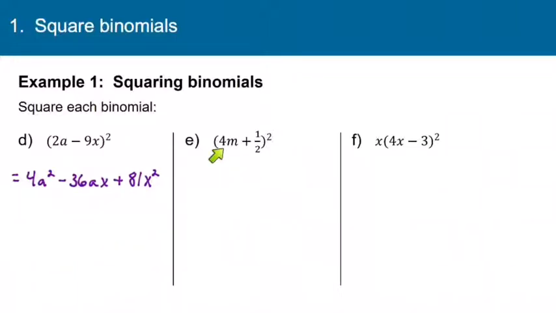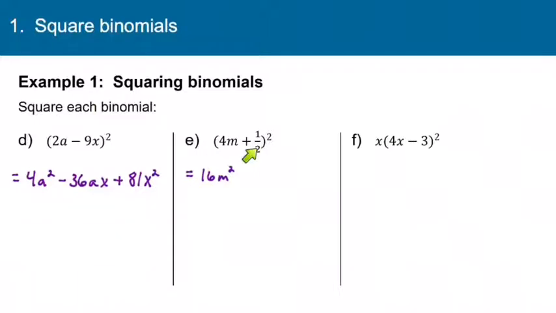For part E, you might be a little worried because you see the fraction here, but don't worry, we're going to work this out together. It's not really a bad problem at all. So we'll still use our pattern. We'll say 4m times 4m is 16m squared. To get the middle term, we'll have to multiply 4m times 1/2.